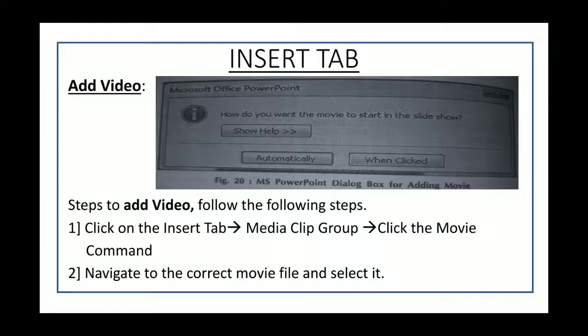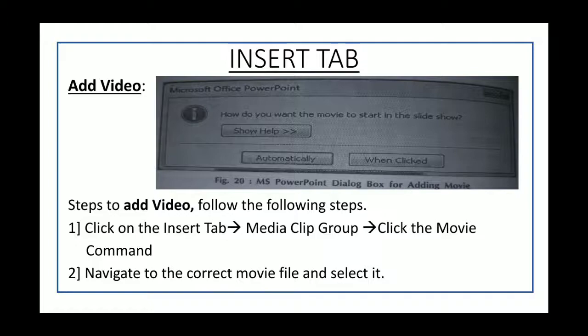Next, how to add video. Video is nothing but movies you can add to your presentation. You have to remember these steps. Steps to add video: first, click on the Insert tab. In the Insert tab there will be the Media Clips group. In that, click the Movie command. Then navigate to the correct movie file and select it, the file you want to show in your presentation.